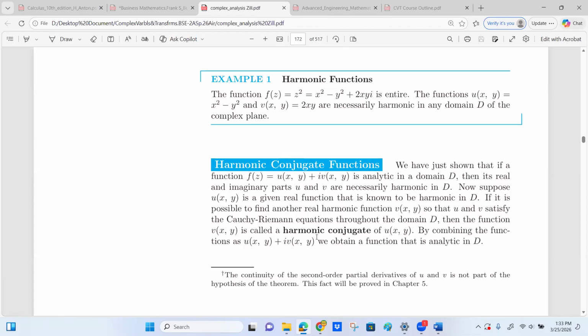Okay, if you are asked to find the harmonic conjugate of u, then you have to find the v value, and you also have to find the constant value. Okay, I will solve it, then you will understand. By combining the function u of x y plus iota v of x y, we obtain a function that is analytic in D.